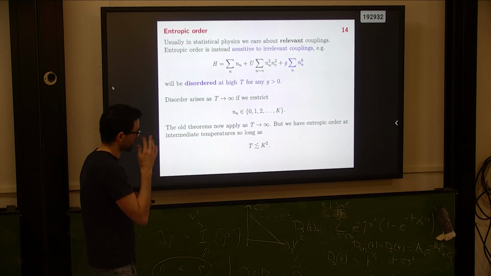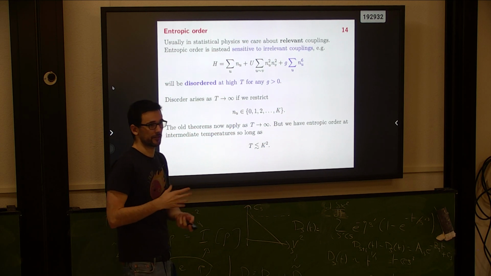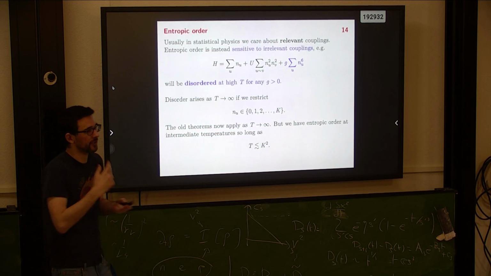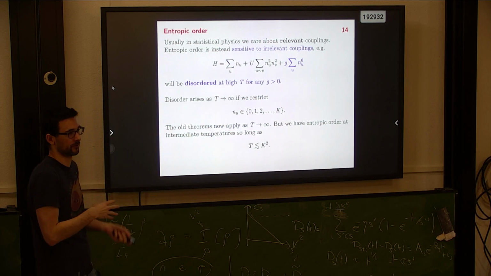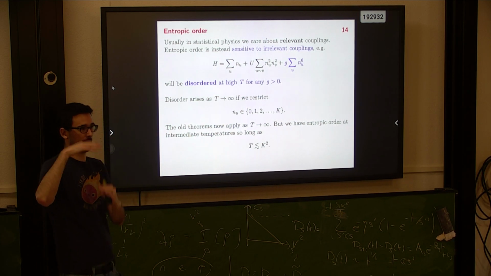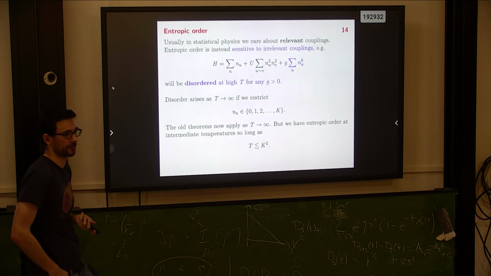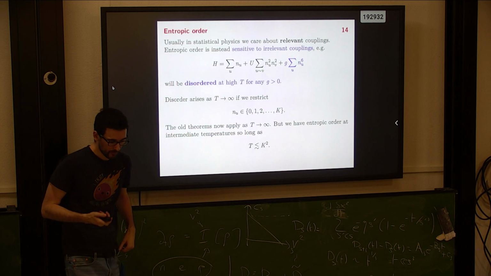So for all of the models that I'll describe, there are a few gimmicks that I'll introduce for how to engineer systems with an entropic ordered phase. And even if you can't really realize the pure bosonic model, you could still realize the physics in some regime of temperatures, even if you have only a finite configuration space. Okay. All right.